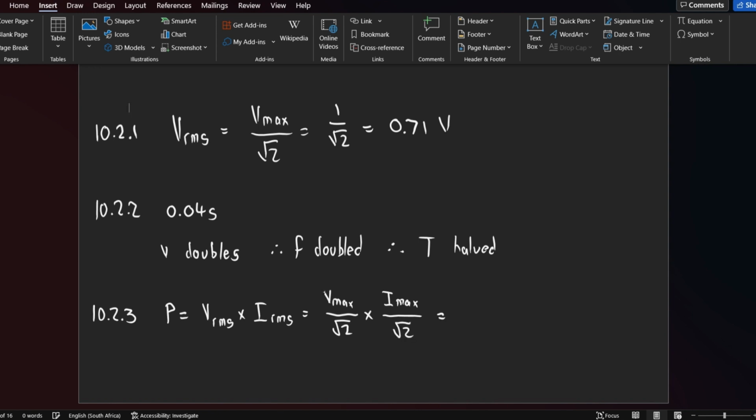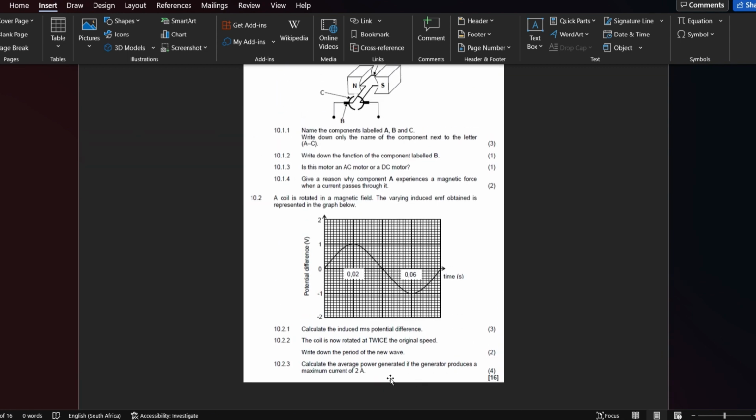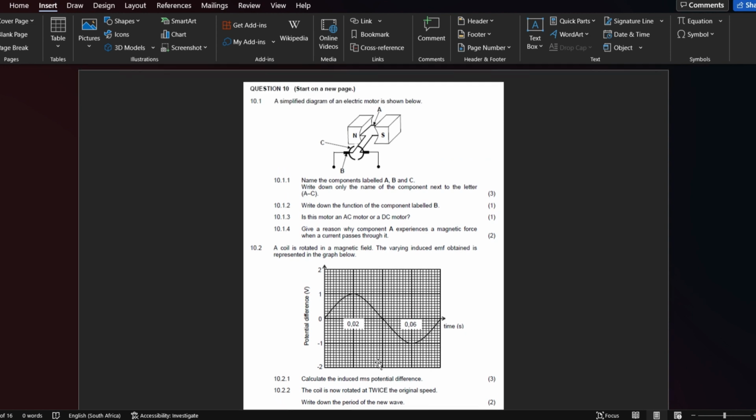which basically equals 1 all over root 2 multiplied by 2 amps all over root 2, and that will give us the final answer to be 1 watt. And that will be the power, or the average power generated if the generator produces a maximum current of 2 amps.